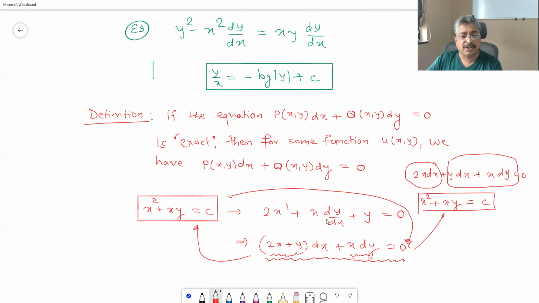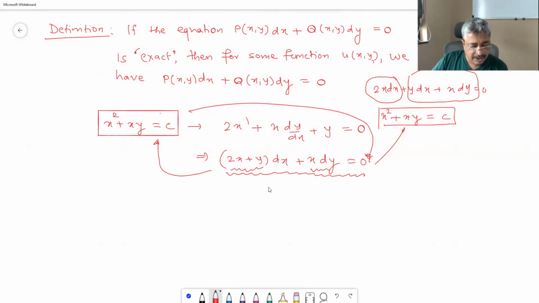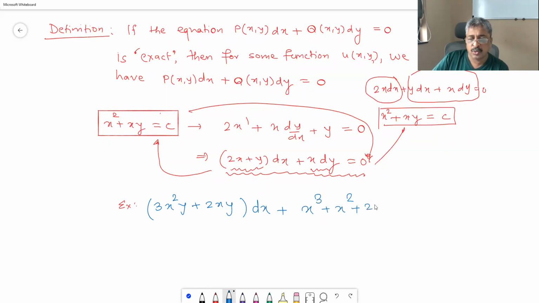So this kind of differential equation, which is given to you, will be called exact. So I have told you the whole story. Let us check whether you can retrieve it back. Example: (3x square y plus 2xy) dx plus (x cube plus x square plus 2y) dy is equal to 0.